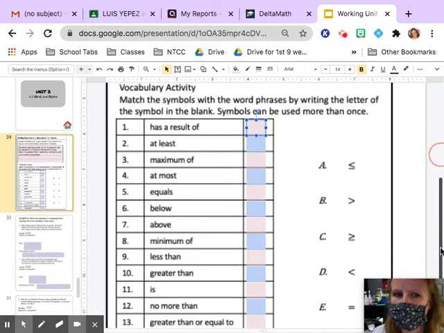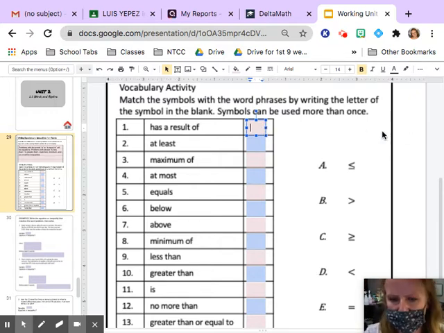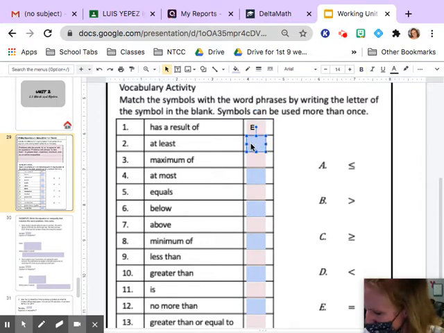We have a vocabulary activity. I pass out this paper and I will be uploading that to Google Classroom. And so we are going to match the symbol with the phrase. So has a result of. E. Okay. At least. What is at least? C, which is what? Greater than or equal to?